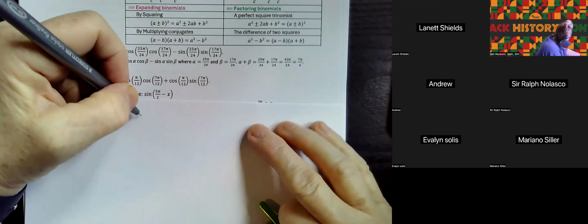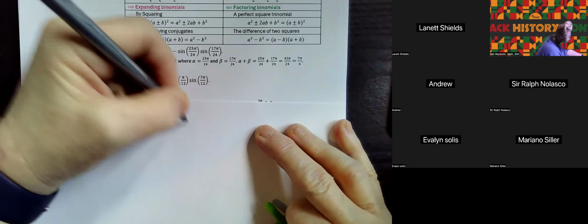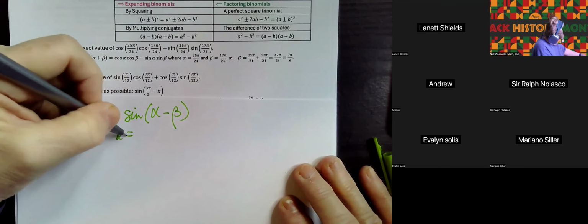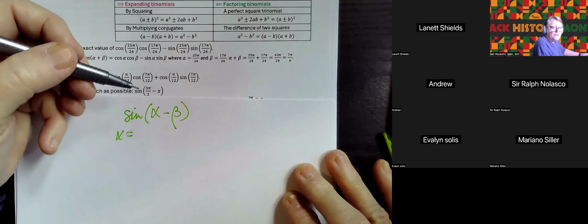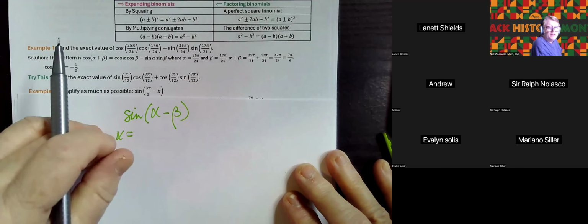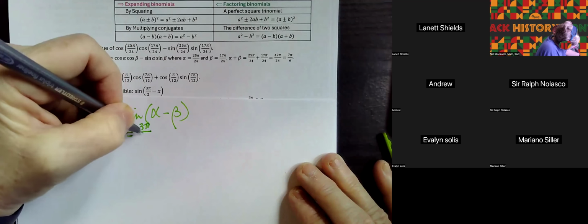And for this one, I want to think of this as the sine of alpha minus beta. What is taking the place of alpha and what is taking the place of beta? If I write 3 pi over 2 minus x as alpha minus beta, what is alpha and what is beta? So your alpha is going to be 3 pi over 2, and your beta is going to be x. Very good.